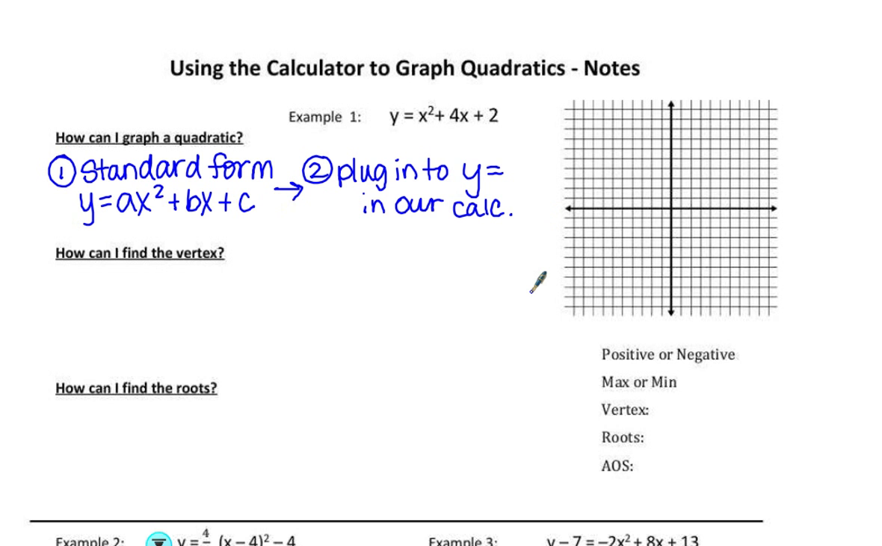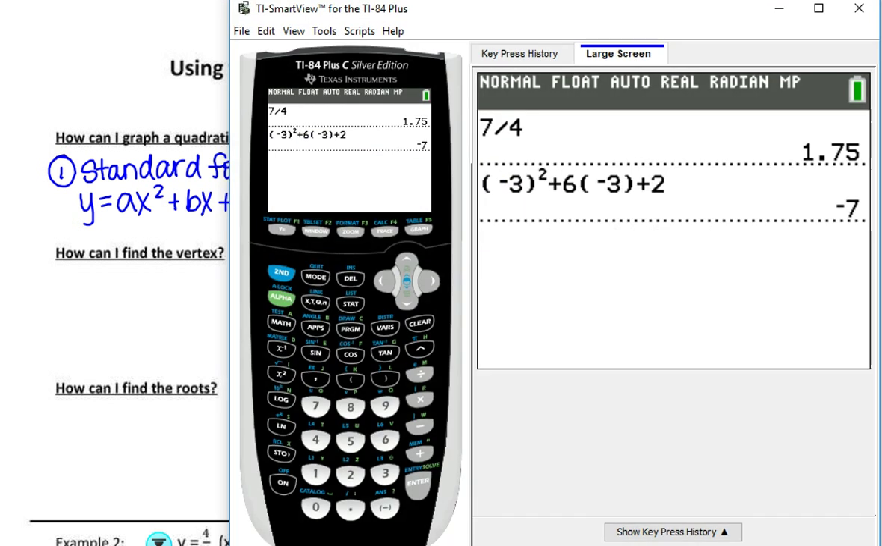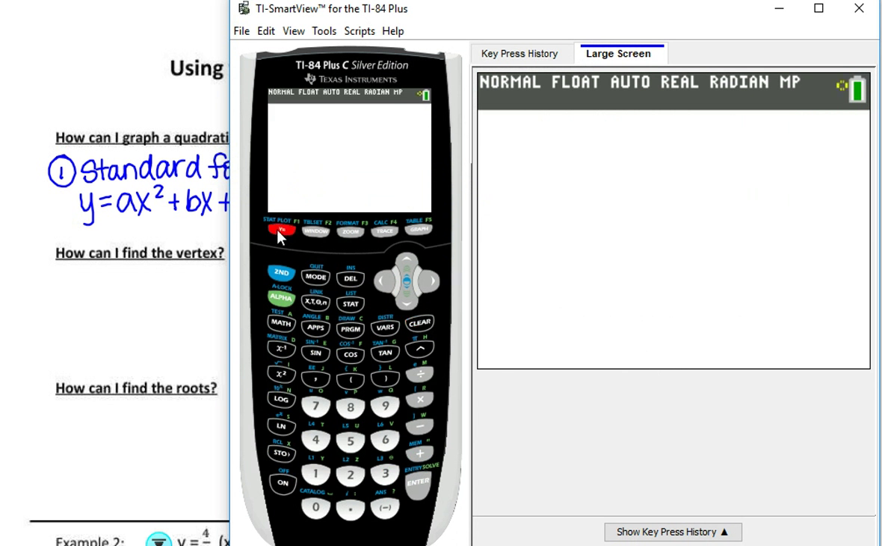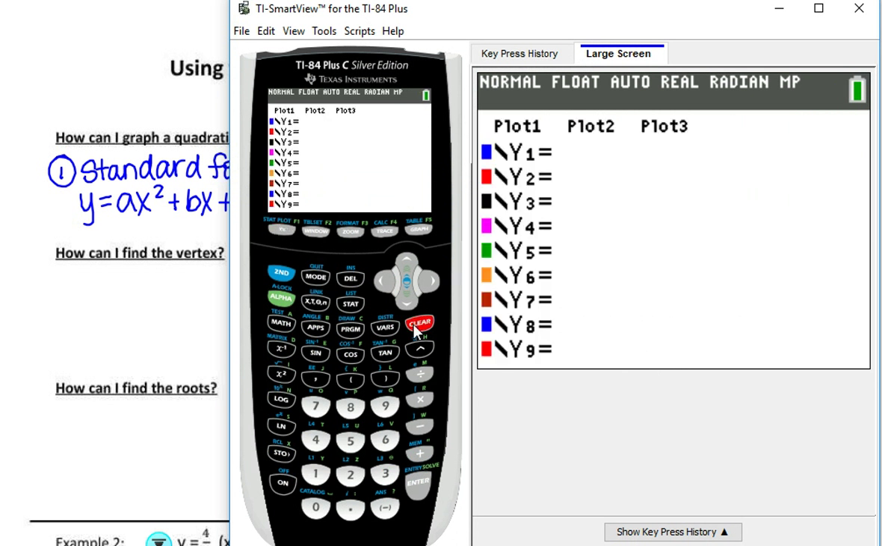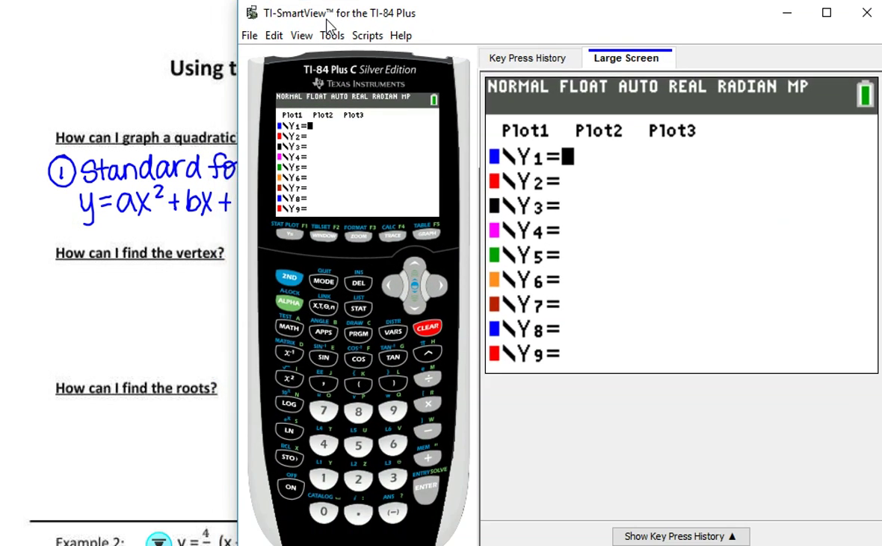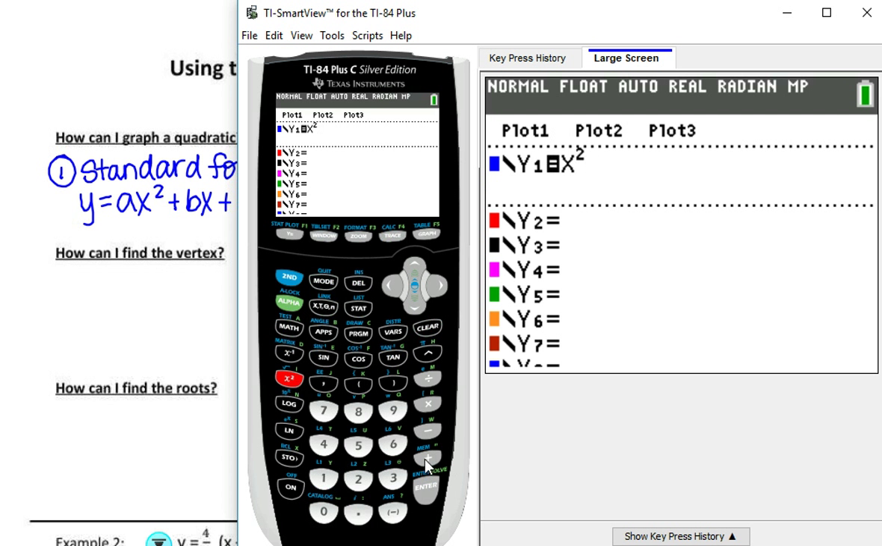Okay, so let's go ahead and do that first step. My quadratic for example 1 is already in standard form, so I'm going to open up my calculator. You need to make sure that you have your calculator in your hands and that you're following along, not just going through the motions and watching me do it. You need to practice doing this on your own too. So it is y equals x squared plus 4x plus 2.